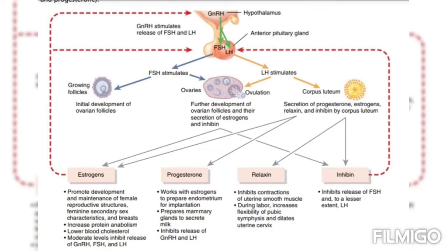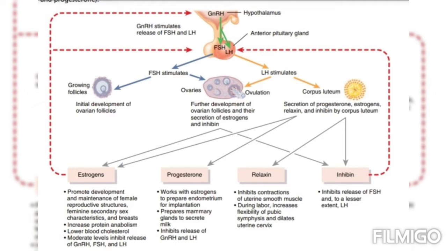We all know that GnRH, that is gonadotropin releasing hormone, which is secreted by the hypothalamus, controls the ovarian and uterine cycle. You can see in the image below that this gonadotropin releasing hormone will stimulate the release of follicle stimulating hormone and luteinizing hormone, that is FSH and LH, from the anterior pituitary.